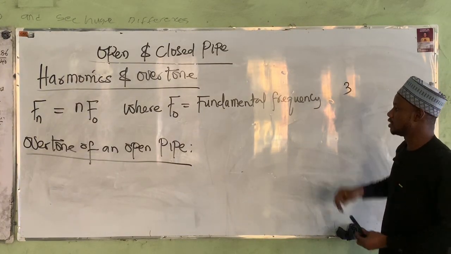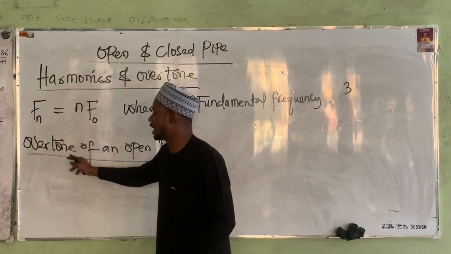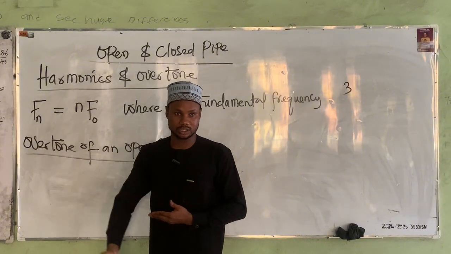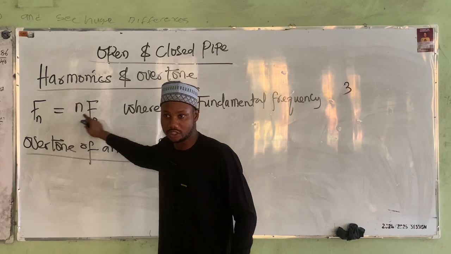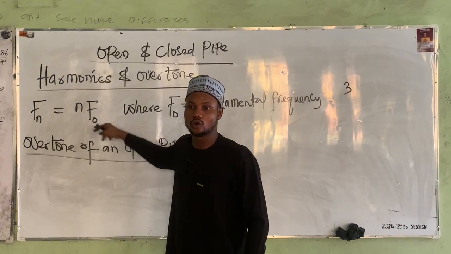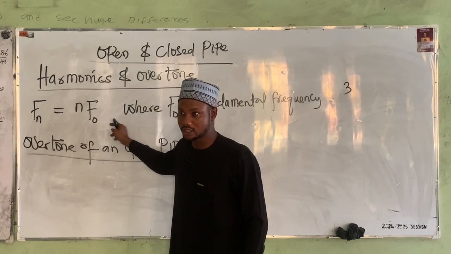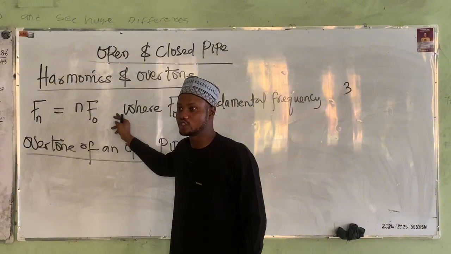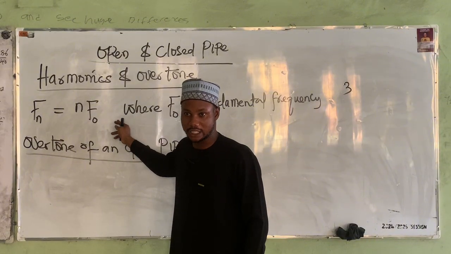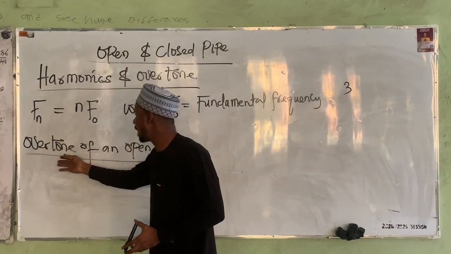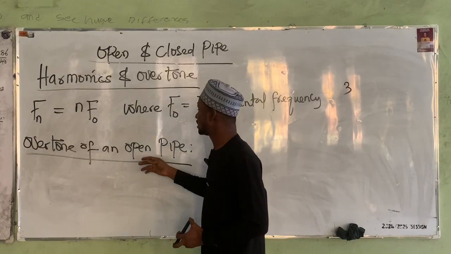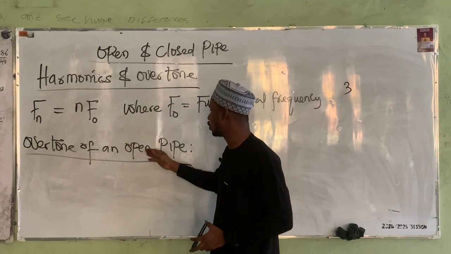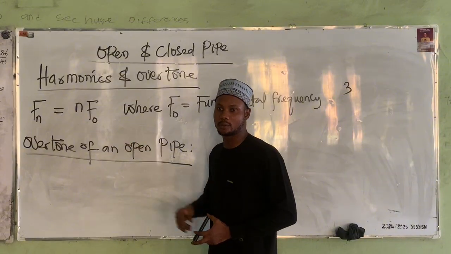Listen, please. They said overtone can be defined as the frequency over harmonics. So if I have 3 as my harmonic, what's the number over 3? It is 4. What is the number over 4? It is 5. Do you get that? So the frequency over harmonics is called overtone. But the formula differs depending on the pipe. If it's an open pipe, we have a different formula for this.